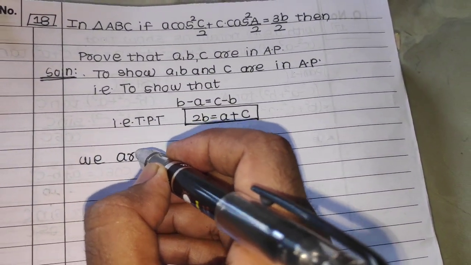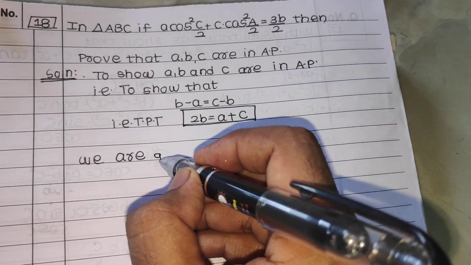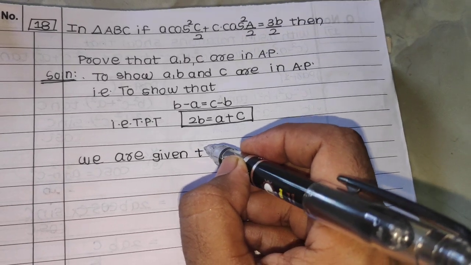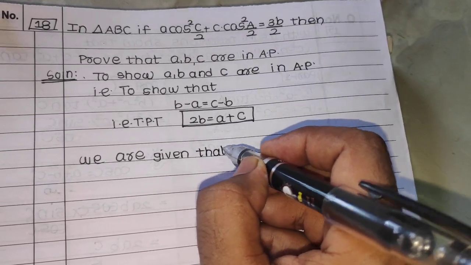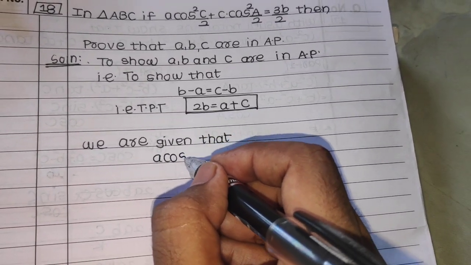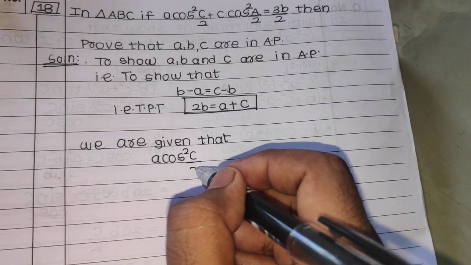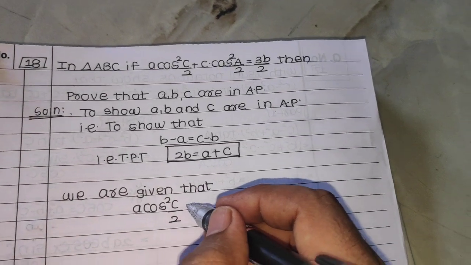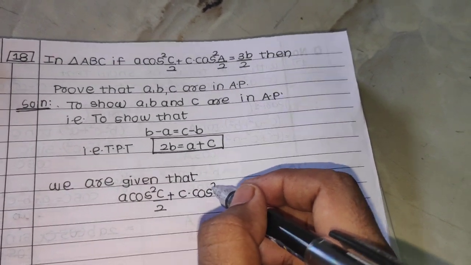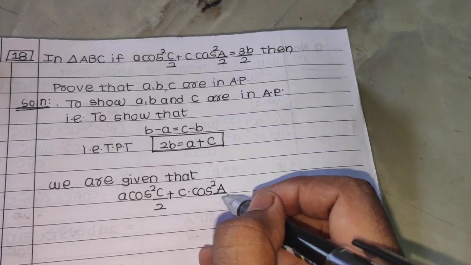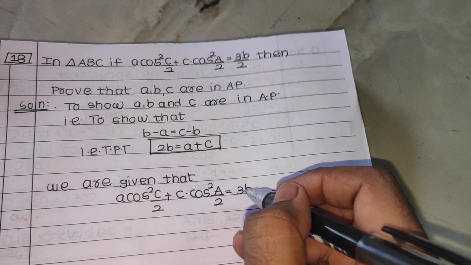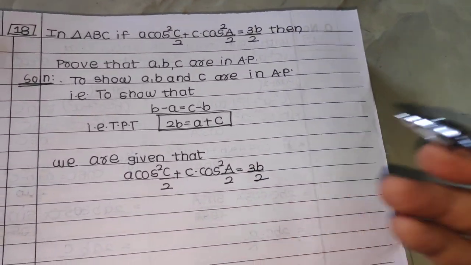We are given that a cos square C by 2 plus c cos square A by 2 equal to 3b upon 2.